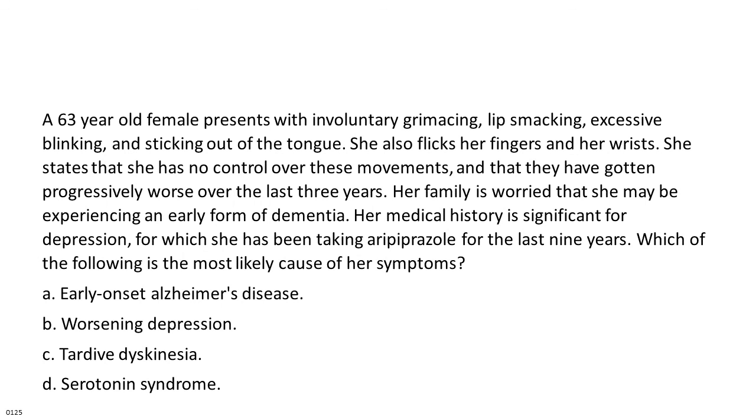A 63-year-old female presents with involuntary grimacing, lip smacking, excessive blinking, and sticking out of the tongue. She also flicks her fingers and her wrists. She states that she has no control over these movements, and that they have gotten progressively worse over the last 3 years. Her family is worried that she may be experiencing an early form of dementia. Her medical history is significant for depression, for which she has been taking aripiprazole for the last 9 years.